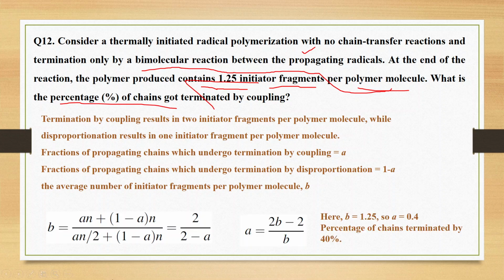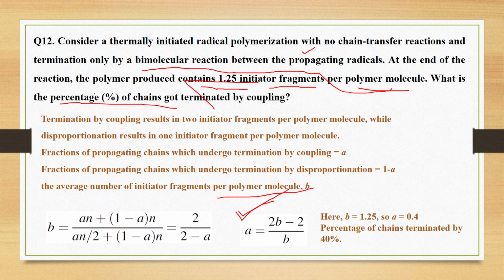This is the derivation of the formula that you need to answer this question. The final equation is this: A equals (2B minus 2) divided by B. You have to remember this particular formula, where A is the fraction of propagating chains which undergo termination by coupling, and B is the average number of initiator fragments per polymer molecule. And then you have the relation between these two, that is A equals (2B minus 2) divided by B.